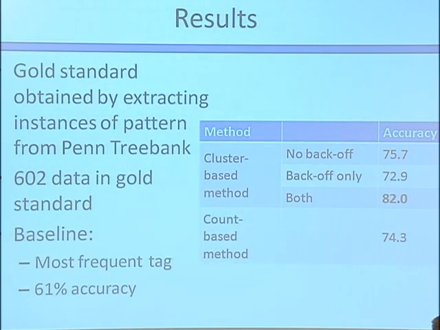Using this, the data was got from Penn Treebank, and we extracted all the phrases for that particular pattern. We got 602 unique phrases, and using no backoff, we got a result of 75.7% accuracy, and using only the backoff, that is B and C and B and D, we got 72.9, and using both, we got 82. So this shows that clusters indeed help us, and the count-based method we used gave us 74.3. So it's a significant gain over the count-based method.